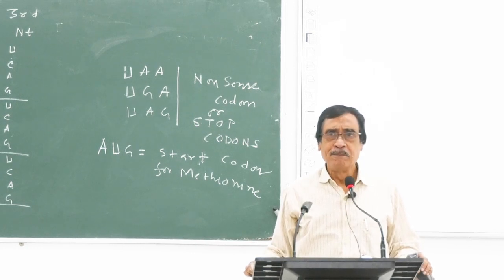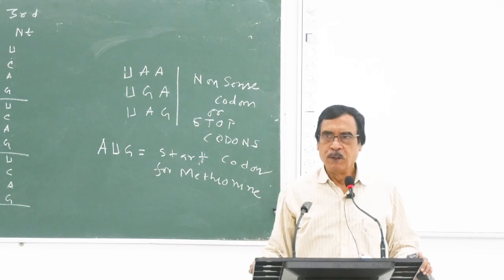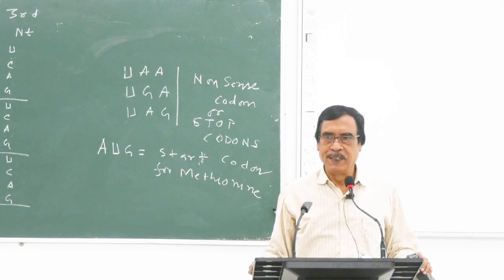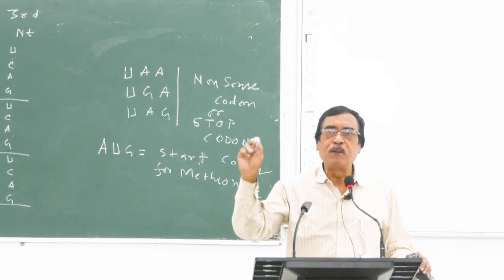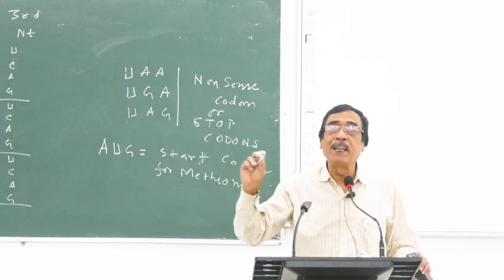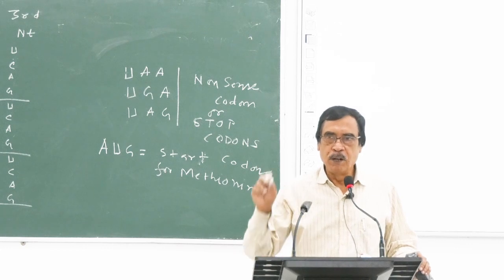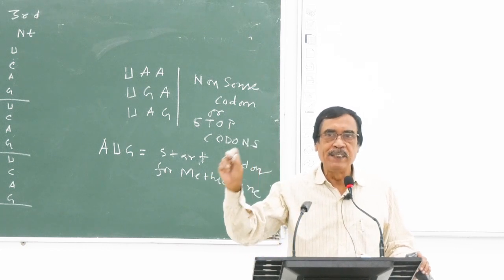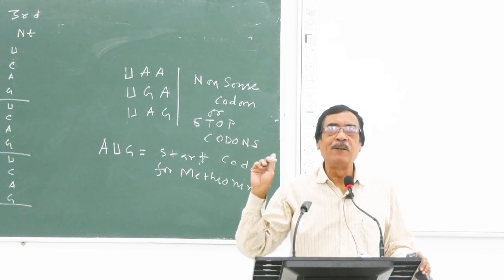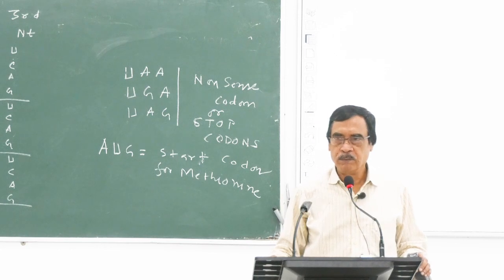some amino acids for which there is only one codon. What are those? It is methionine and tryptophan. For methionine and tryptophan there is only one codon. For all other amino acids there are more than one codon.